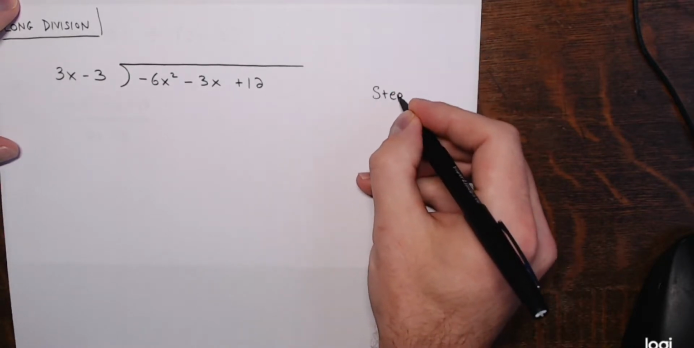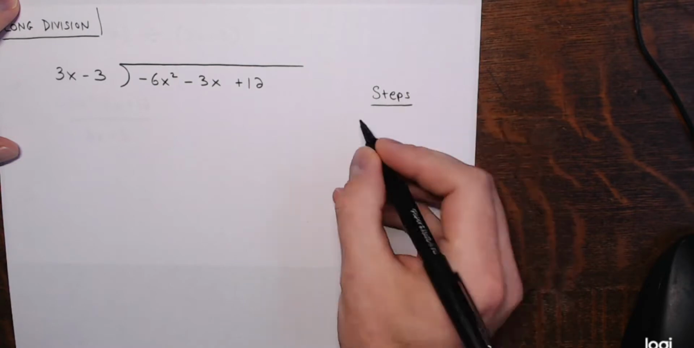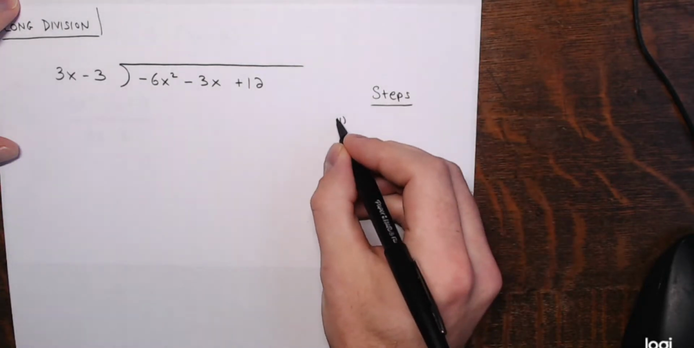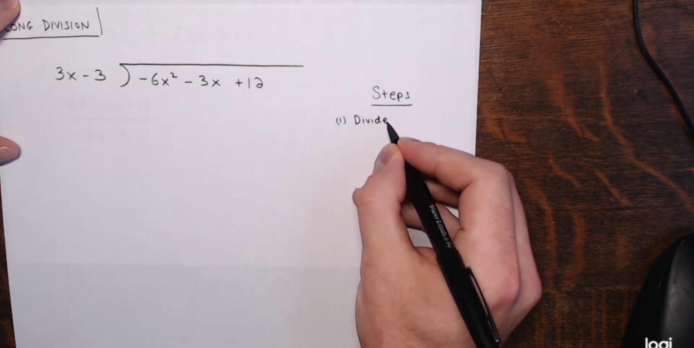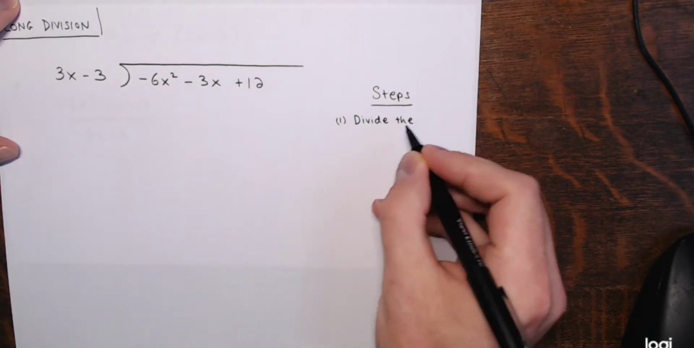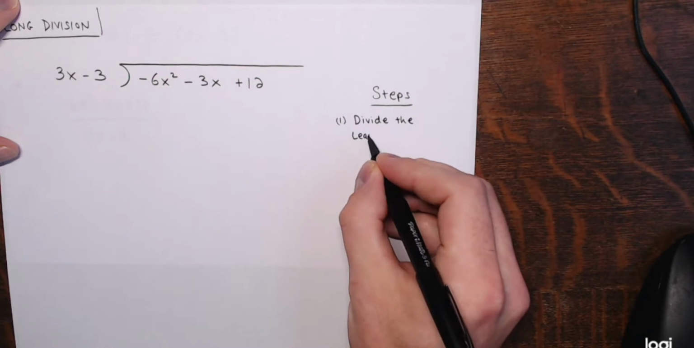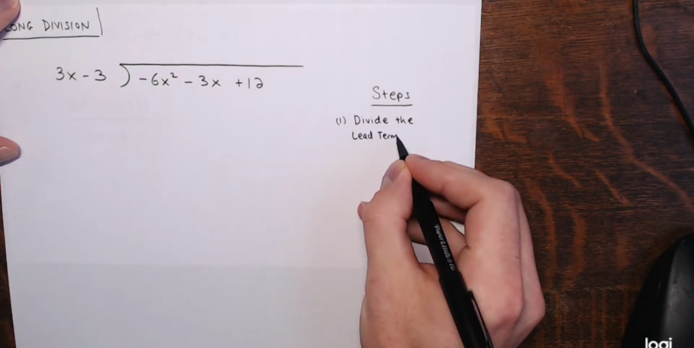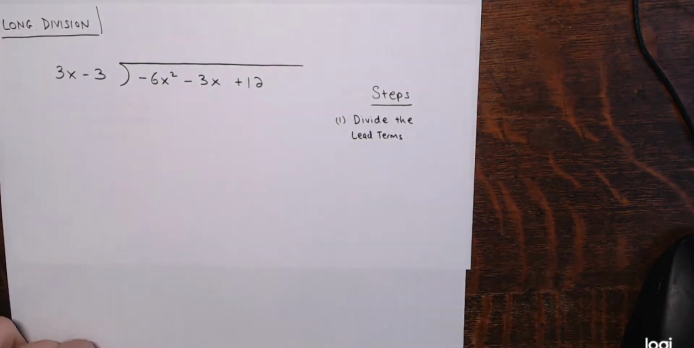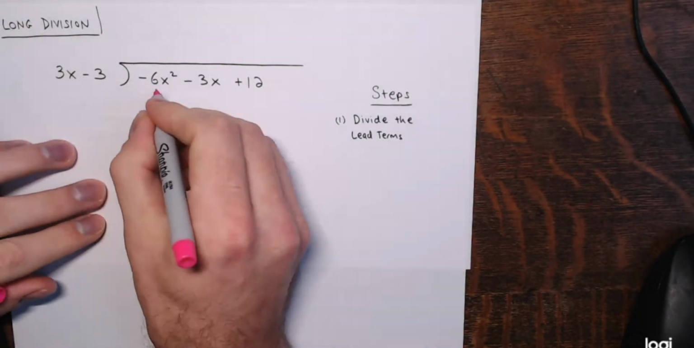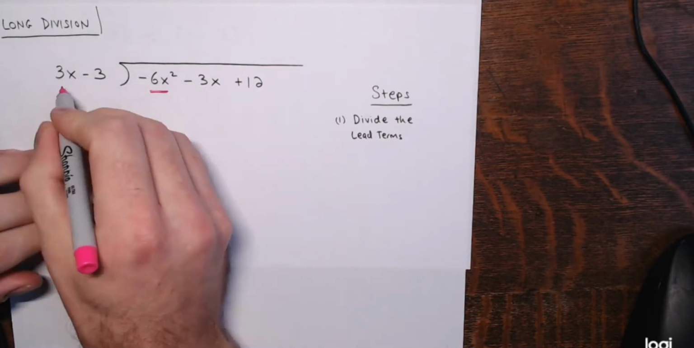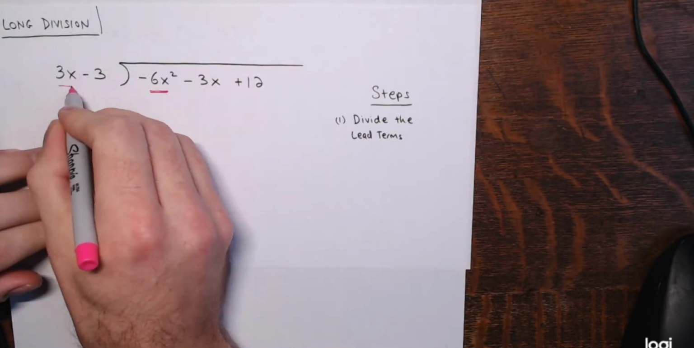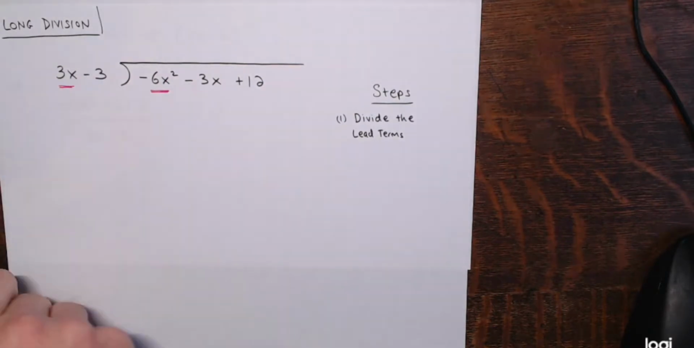I'll start putting them over here. So the first step is a division step. Divide the lead terms, and the lead terms only. So when looking at these, the lead term of the dividend is negative 6x squared. The lead term of the divisor is 3x. So that's all I'm doing.